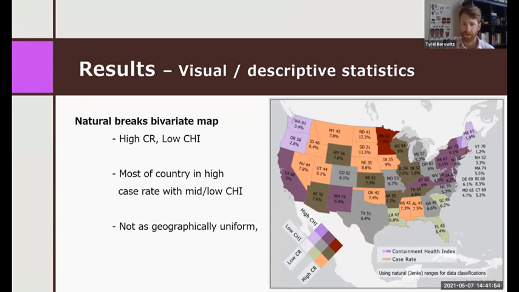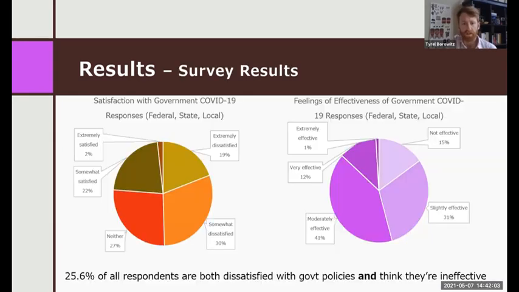I like this map because it's not as geographically uniform as the other one. You can see a bit more difference with states and their neighbors. All right, let's talk about my results from the survey.